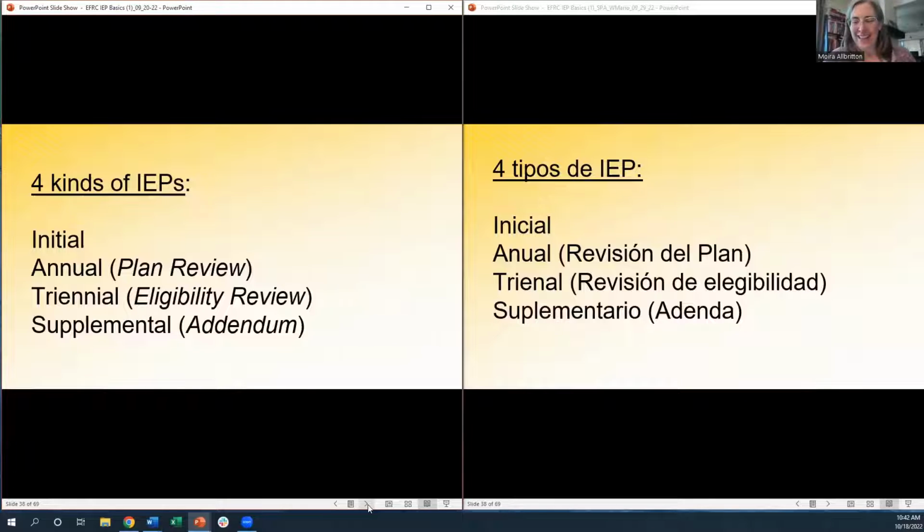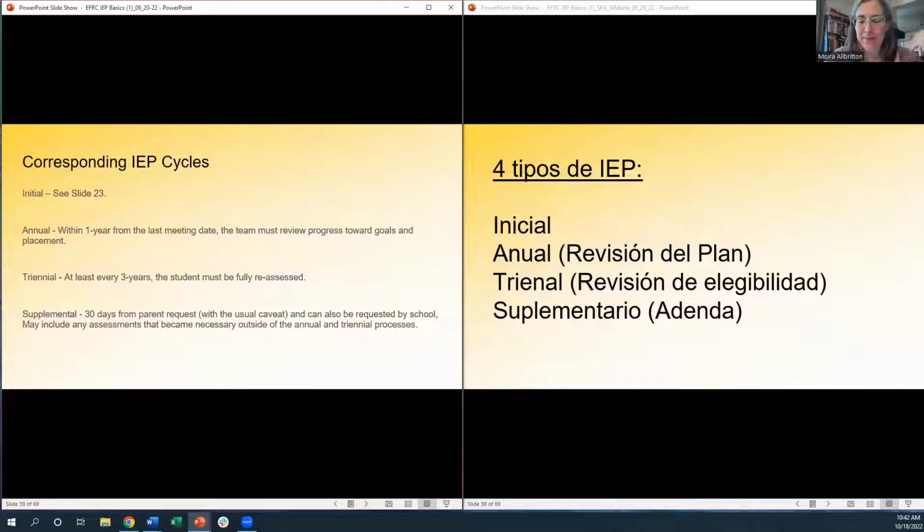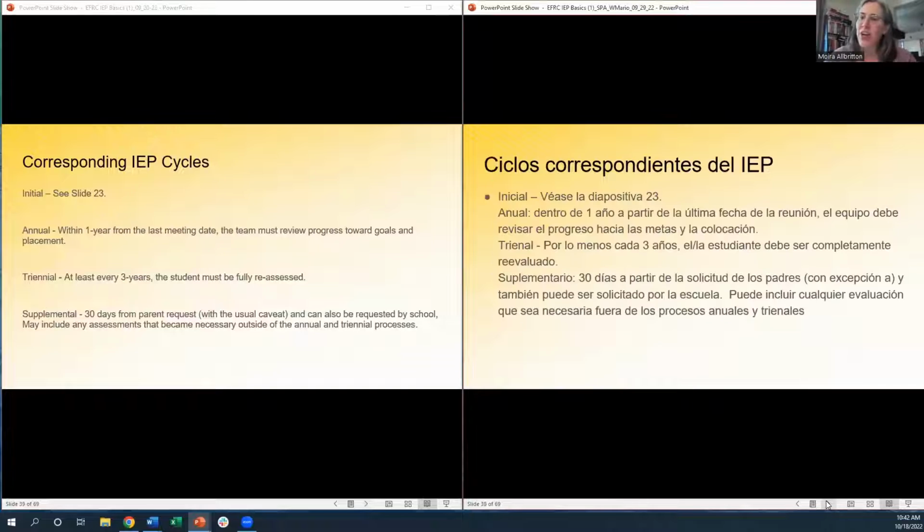I'll keep going. So I want to talk about the cycles of the IEP. So we talked about that initial where the district has 15 days to give you an assessment plan, and then you have some time to review the plan, and then the school has 60 days to conduct an assessment and provide you with the assessment report and discuss whether an IEP is appropriate.